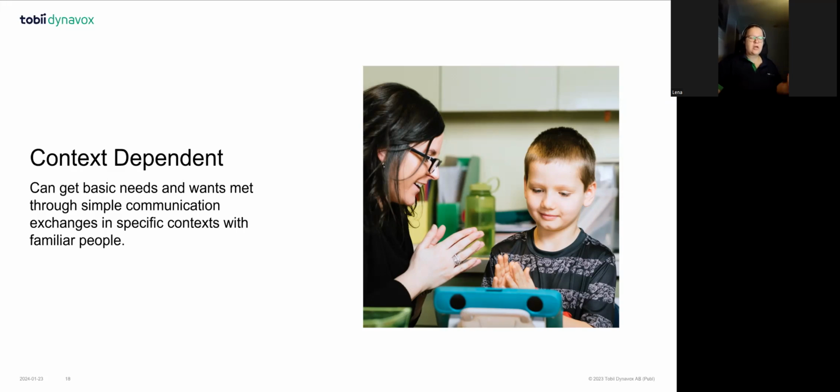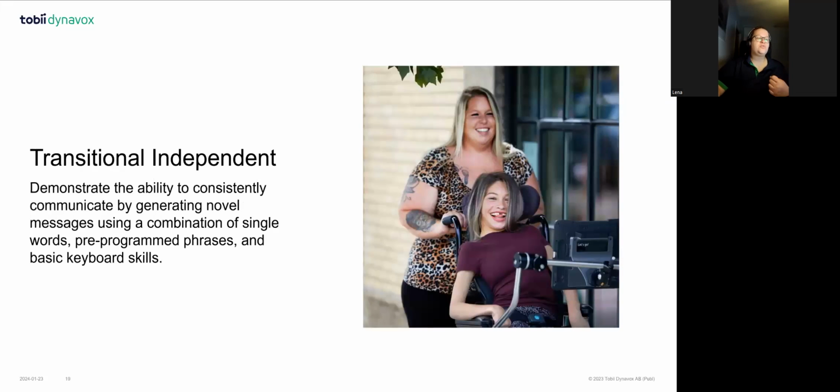So again, try to think about that. We're not trying to put somebody in a box. We're trying to help ourselves as professionals to understand, how does this person look? How does their day-to-day life and communication look like? Because it will allow us to choose the correct next goals for them. But we will move forward into the transitional independent user.